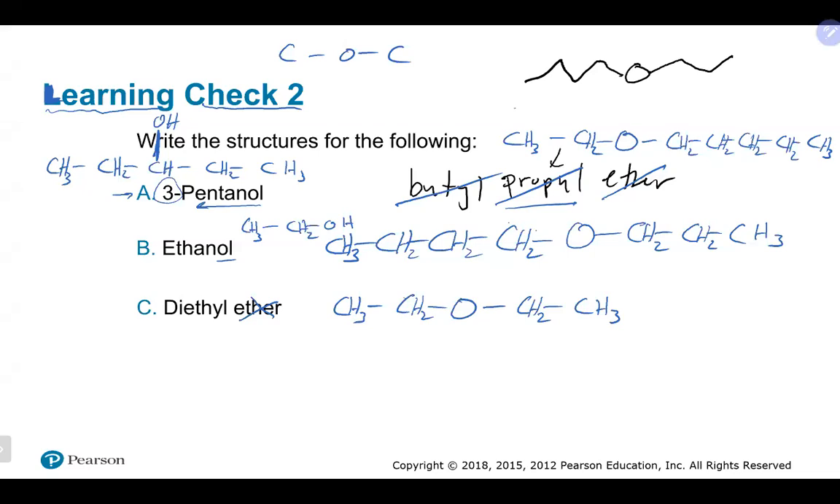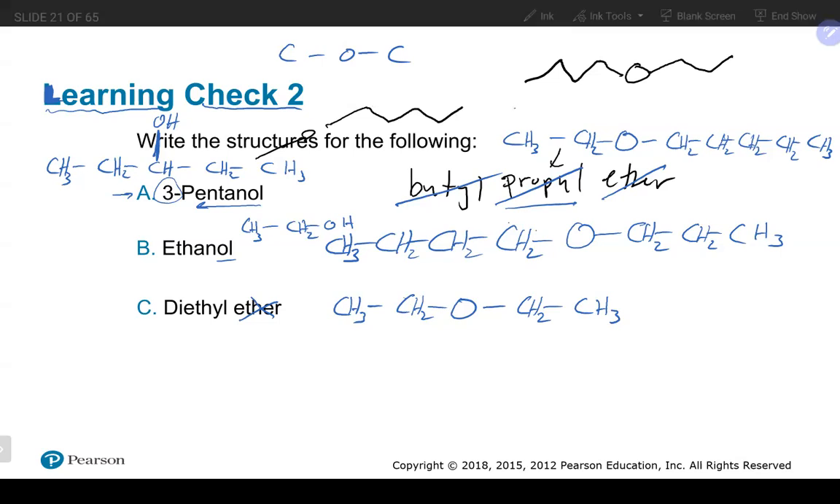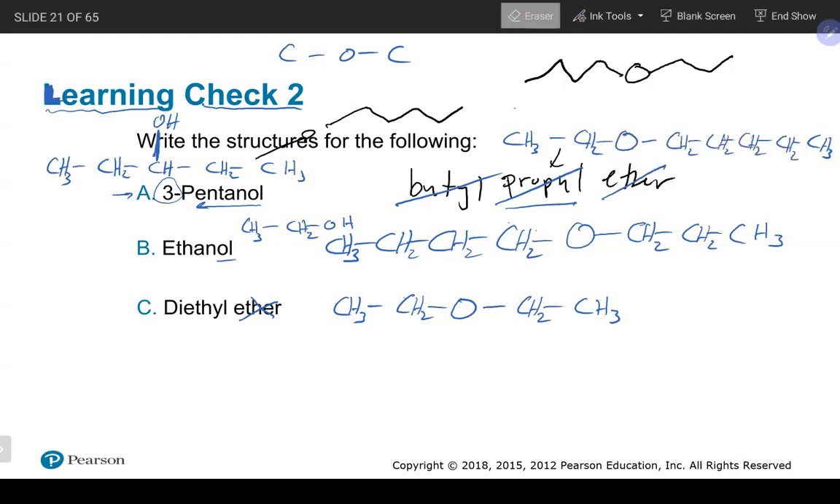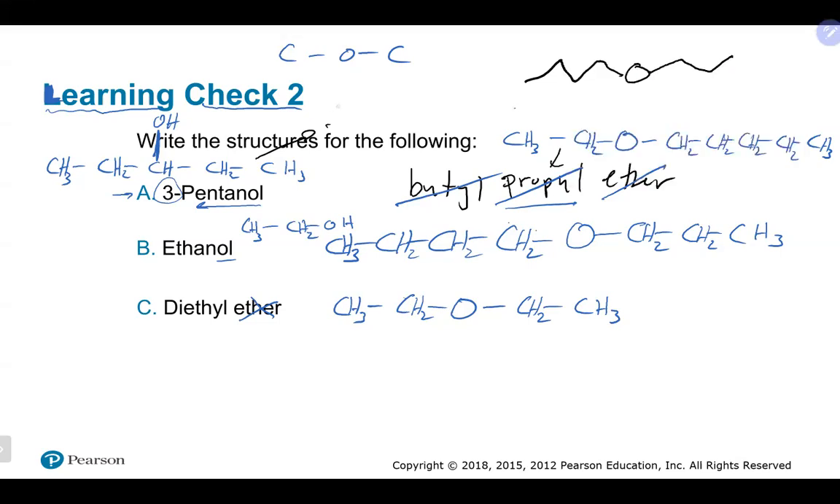Other questions? Obviously, if we were going to do it for our alcohol as well, you would just draw the 5 carbons, 1, 2, 3, 4, 5. And then on carbon number 3, 1, 2, and 3 in this case, you would have the OH. So something like that if you're doing line structure. Any questions on any of those?